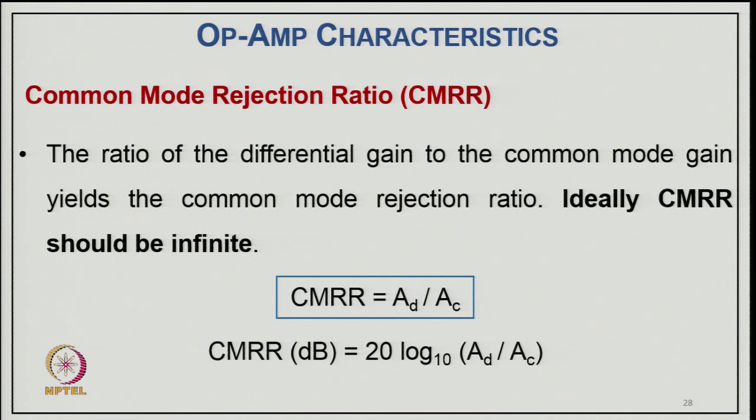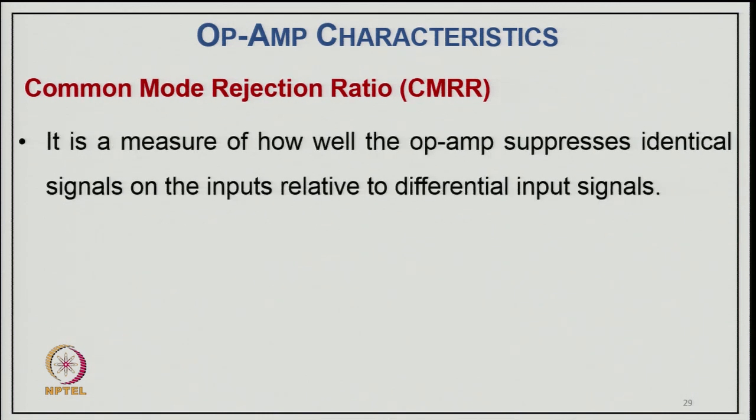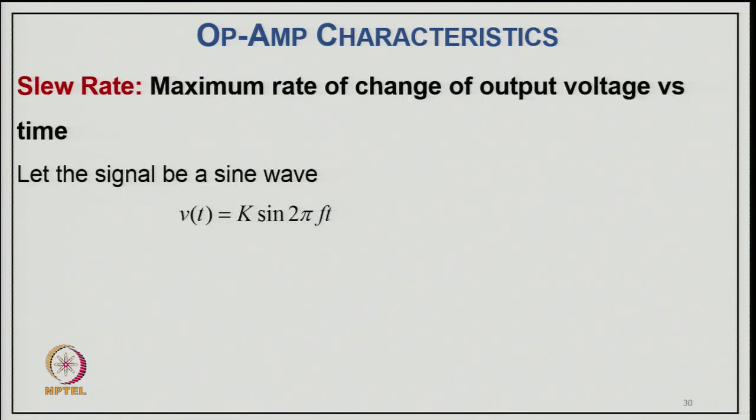So, CMRR we define as Ad upon Ac, where of course Ad is very large compared to Ac, so Ac is quite small. CMRR in dB will be 20 log10 (Ad by Ac). So this common mode rejection is a measure of how well the operational amplifier suppresses identical signals on the input relative to the differential input signal.